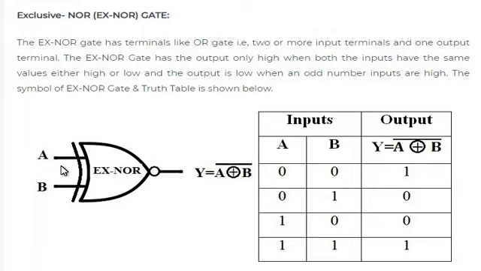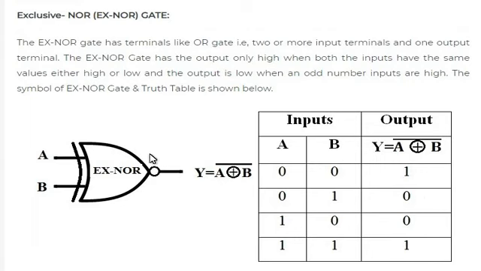This gate also has 2 inputs, A and B, and its Boolean equation is given by Y is equal to (A XOR B) complement. Students, remember the logic for the XOR gate: either A is true or B is true but not both, then Y is true. And here is exactly the opposite function: either A and B both are true or A and B both are false, then Y is true.